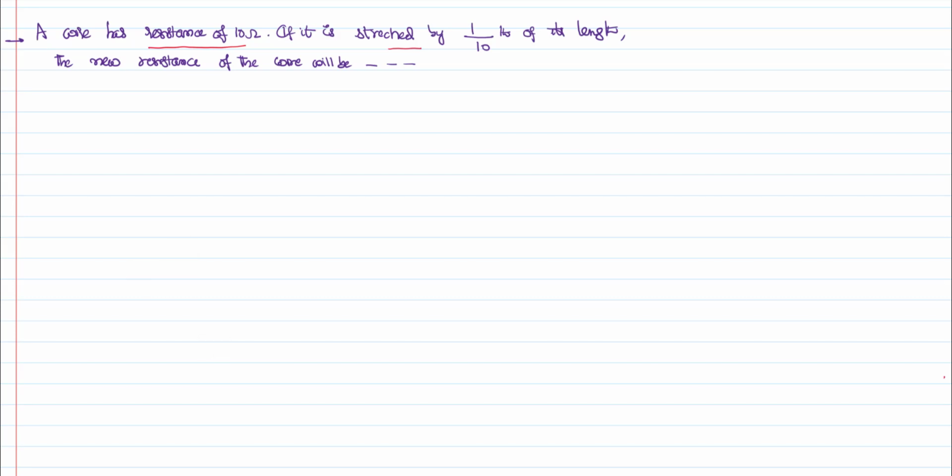It is given in this problem that there is a wire having a resistance of 10 ohms. It is stretched by 1/10th of its length. What is the new resistance here?